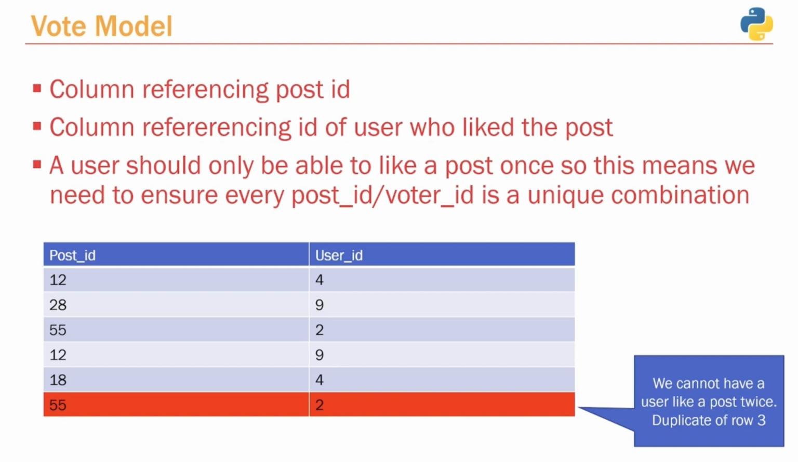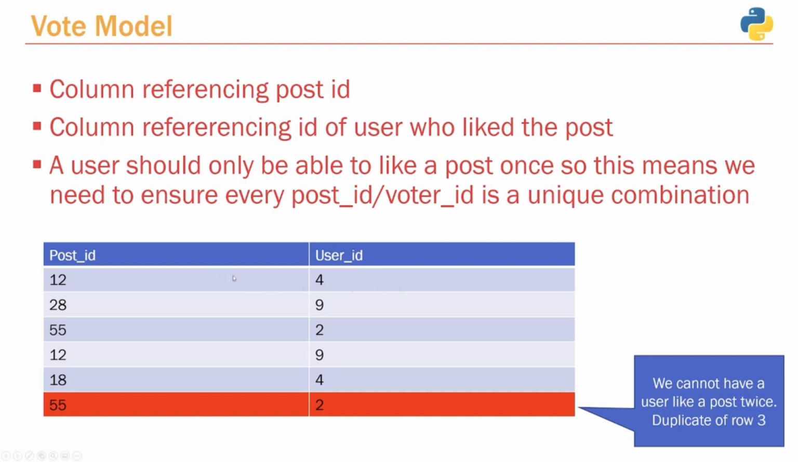But the most important thing of the vote table is that since a user should only be able to like a post once, this means that we need to ensure that every entry, every post ID and voter ID, is a unique combination. So what do I mean by that? Well, take a look at this. We have a post with an ID of 12, and this post was liked by a user ID of 4. So this is what an entry would look like.